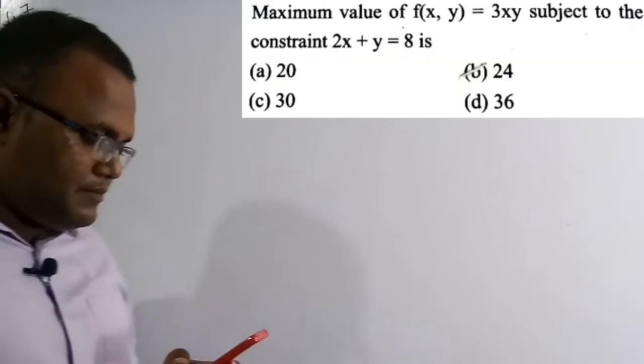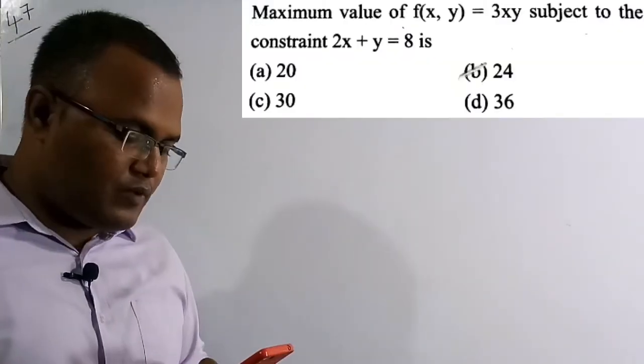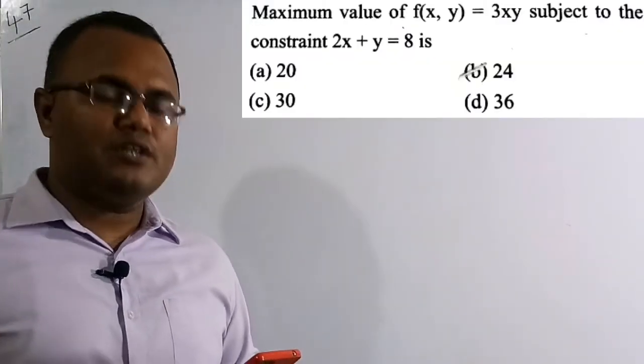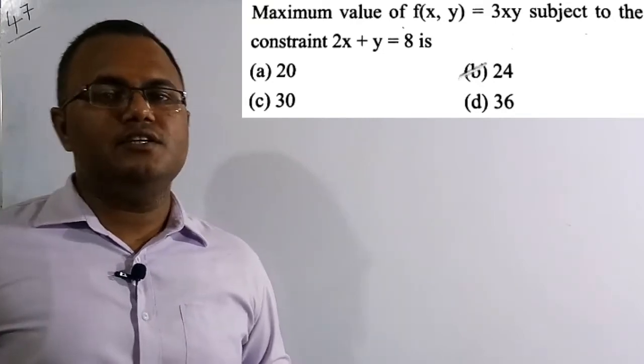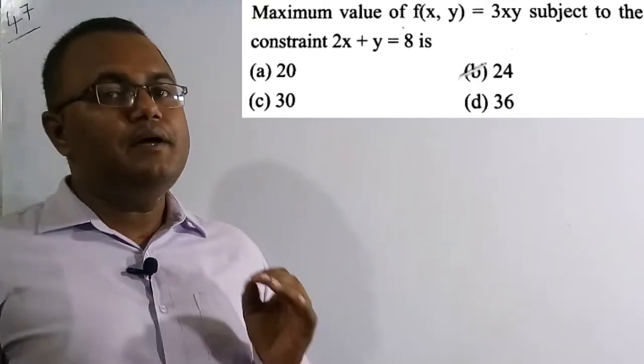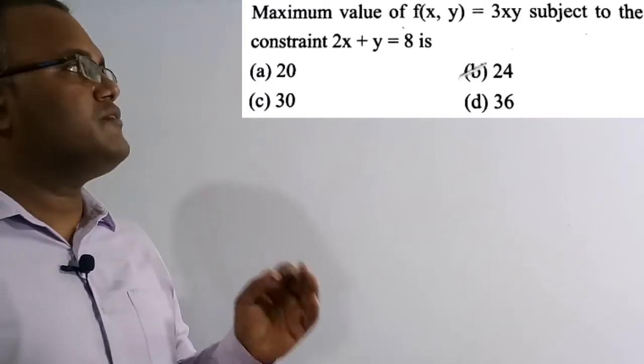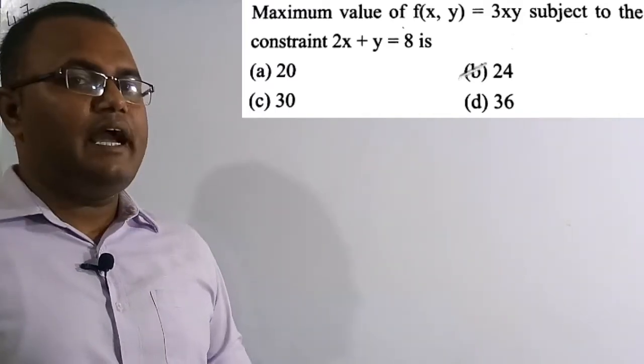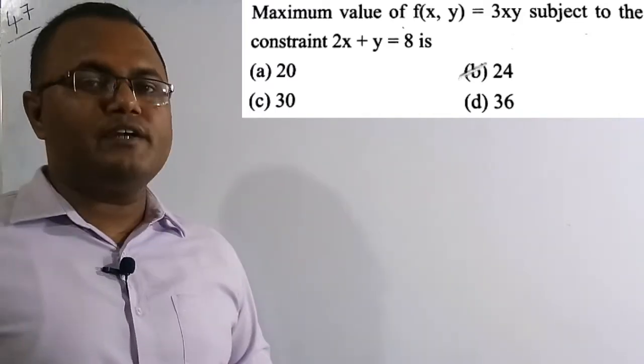Now we are going to solve the 47th question. See the question here: the maximum value of f of x comma y is equal to 3xy subject to the constraint 2x plus y is equal to 8. So in this question we have to find the maximum value of the function f of x comma y, which is 3xy, and the constraint is 2x plus y is equal to 8.